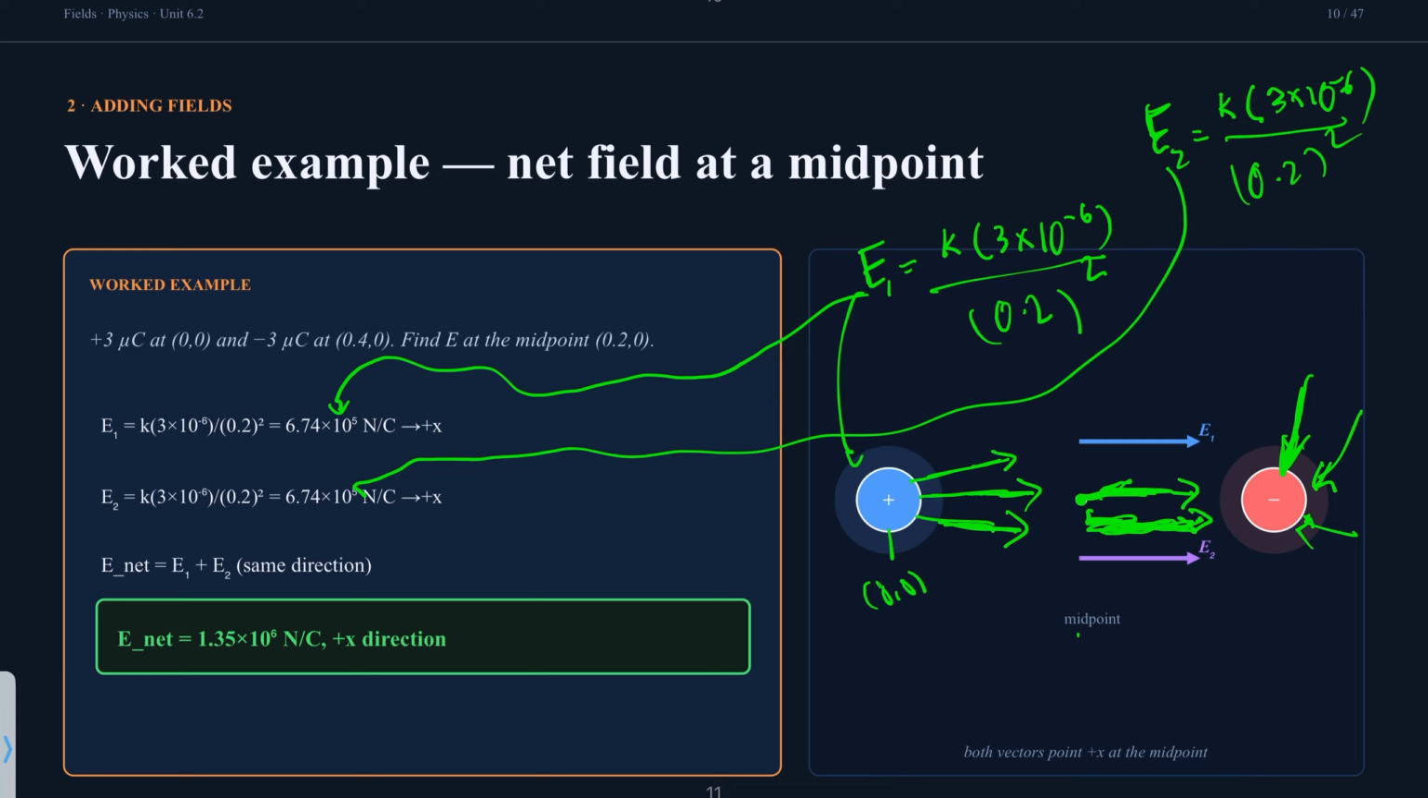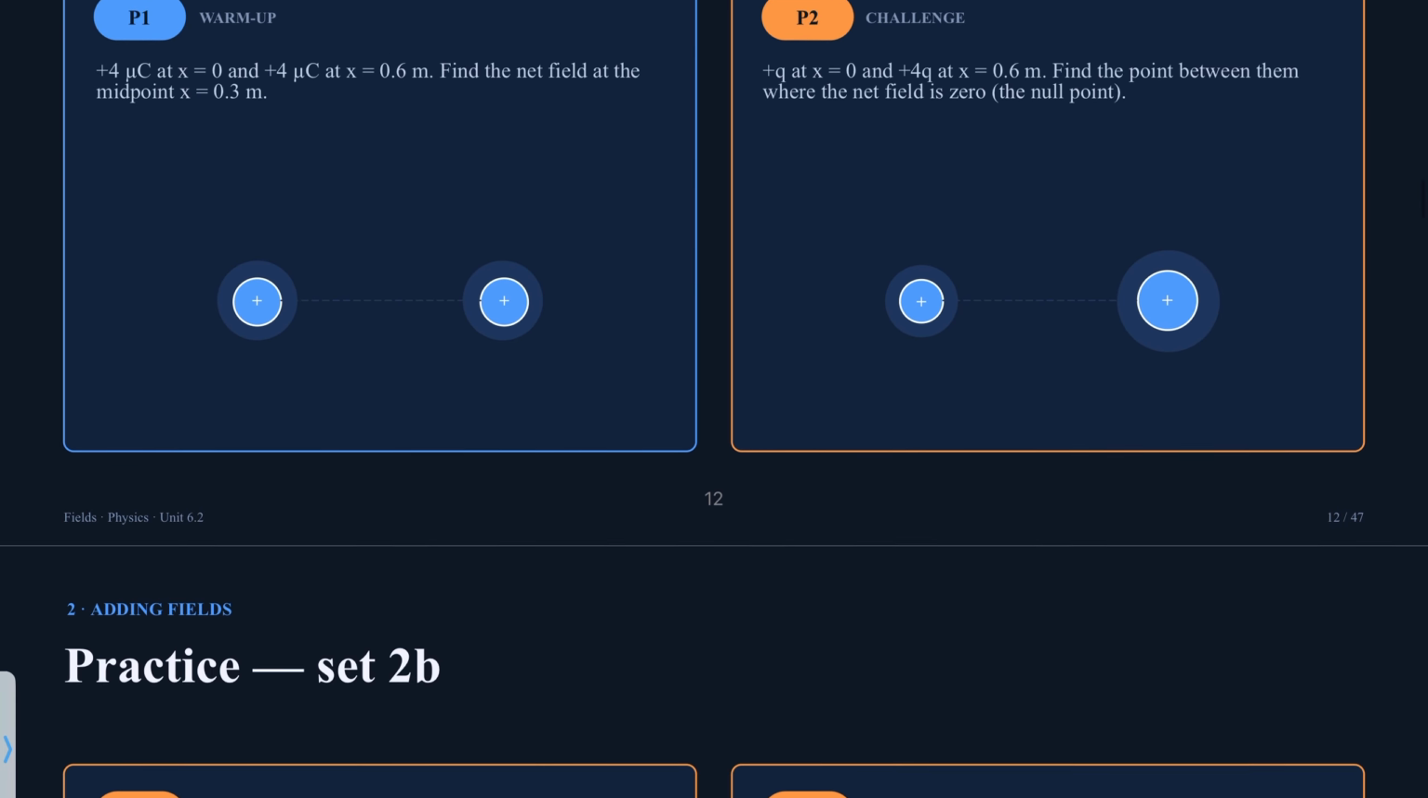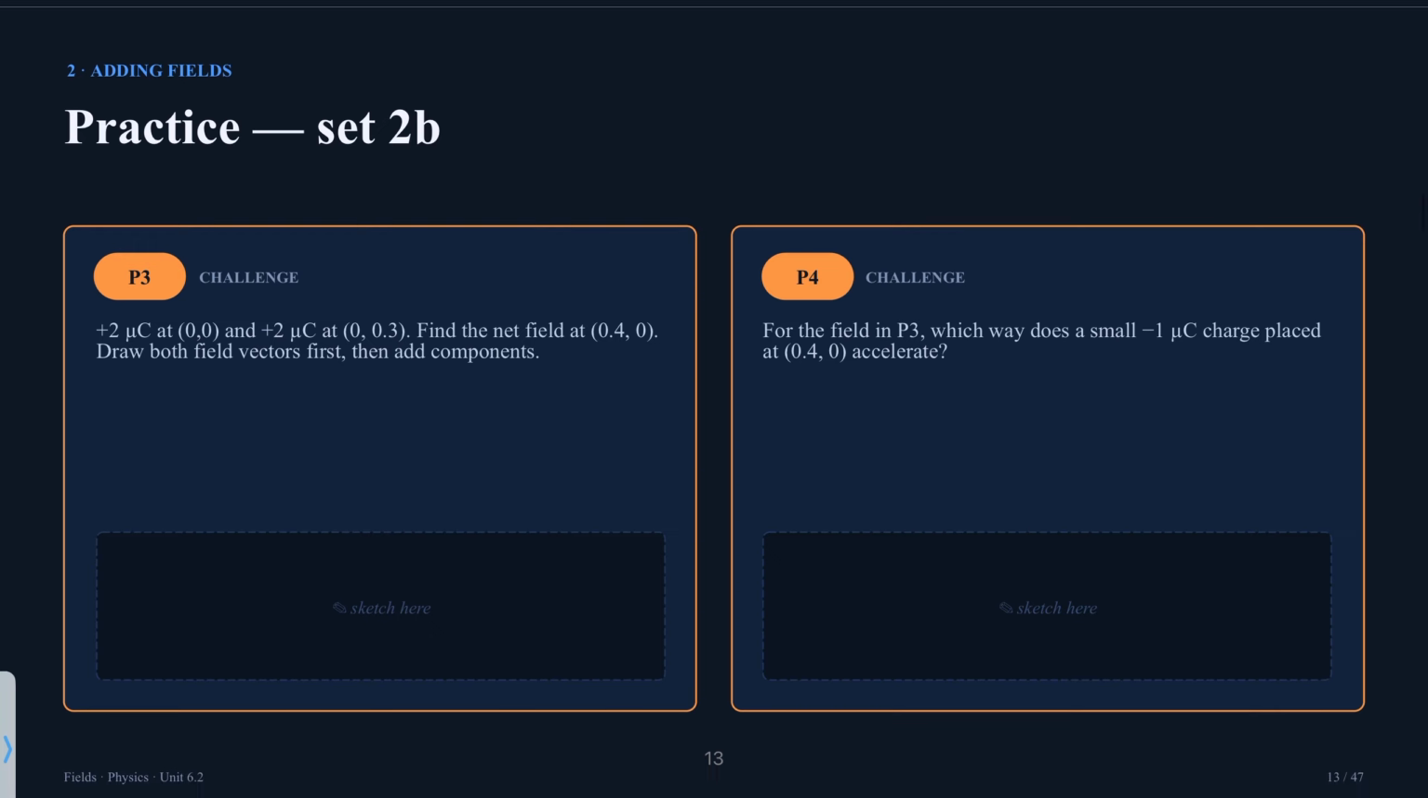So the electron has these pointing horizontally right, and the proton also has these pointing horizontally right. So at that point, they're going to add, and it's going to become 6.74 times 10 to the 5, the entire thing times 2, because it's the same thing, okay? And then you can get 1.35 times 10 to the 6, and that's your Newton per Coulomb. That's Newton per Coulomb, and that's your magnitude of your field at that point.